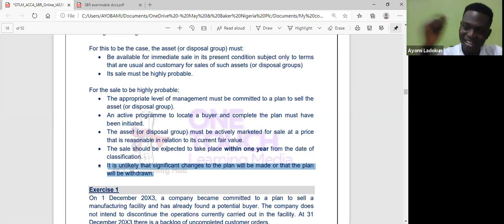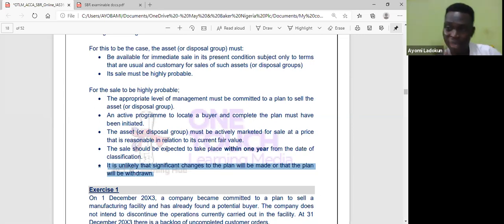Why is it that the standard is saying it is unlikely that a significant change to the plan is being made, or a plan to withdraw the asset? So you should know, what it means is it's possible that this year entities can classify some asset as held for sale, and the other year they restore it.